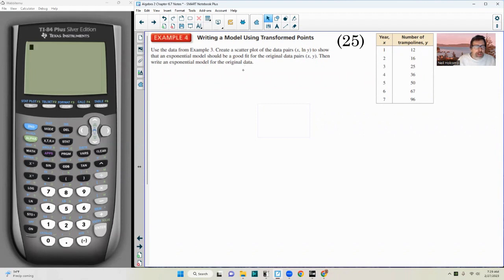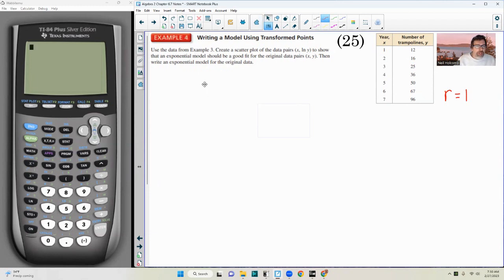Then write an exponential model for the original data. So what they're telling us is, what they're talking about is they want to know if r is close to 1. Okay, if your regression line is close to 1.0, that's the best fit you can get. If r equals 0, then it's not linear. So if we graph this function as x comma the natural log of y, we're checking to see if r is close to 1. If it is a straight line, then it is a good representation of the data. So that's what we're talking about here.